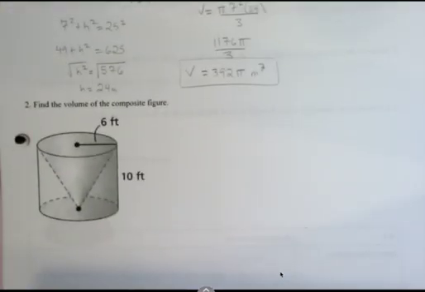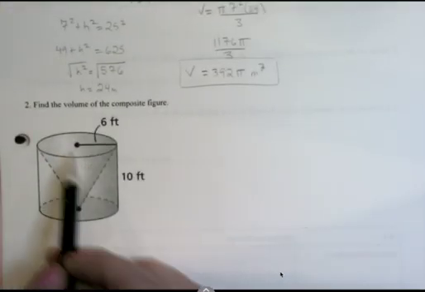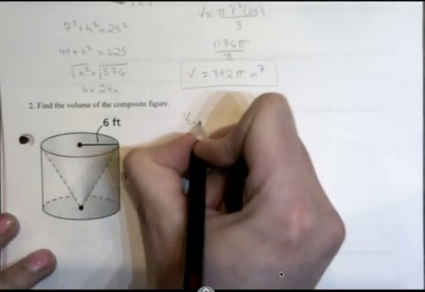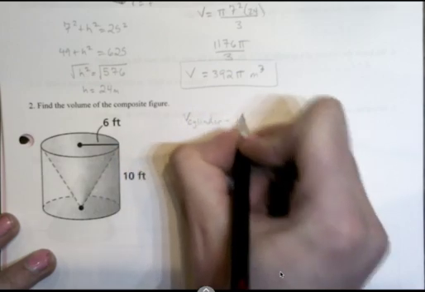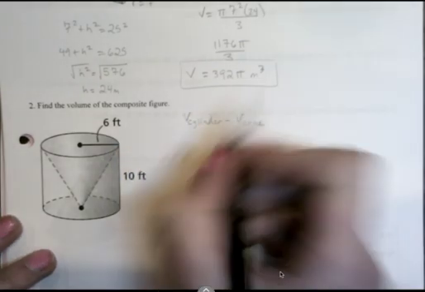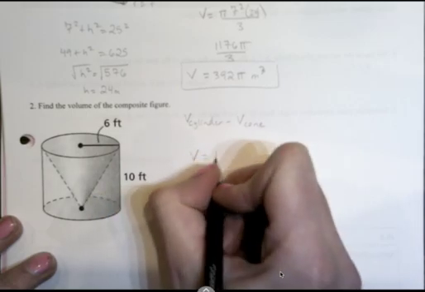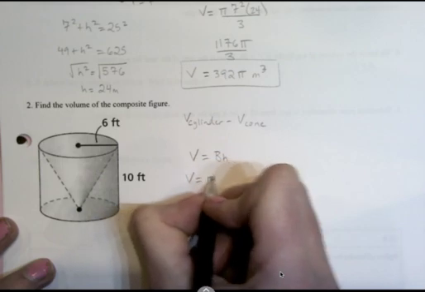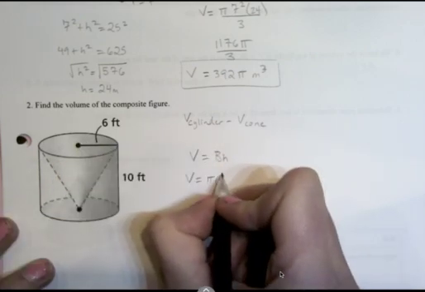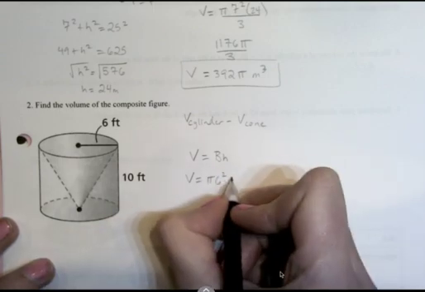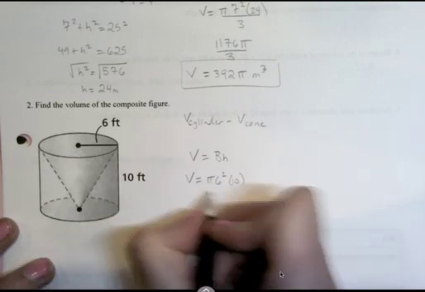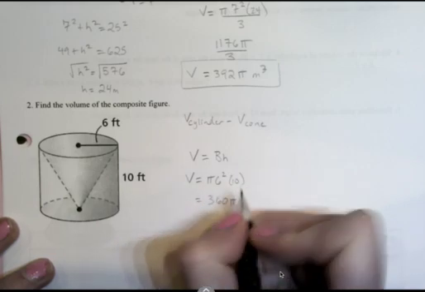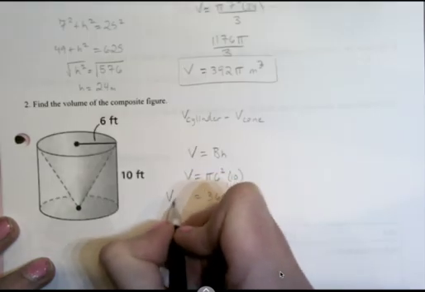Okay, this one it's kind of hard to tell, but this is a cylinder with a cone like drilled out of it. So we are going to do volume of the cylinder minus volume of the cone. Okay, so let's start with the cylinder. So the cylinder is just the area of the base times the height, which again, our base is a circle. So we've got pi r squared, my r is 6, times the height, which is 10. Okay, 36 times 10 is 360, so we've got 360 pi. This is for the volume of the cylinder.